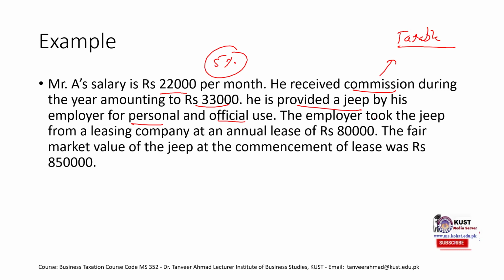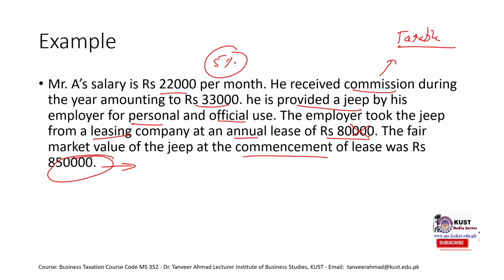The employer took the jeep from a leasing company. So now you know he didn't purchase it, he took it from a leasing company at annual lease of 80,000. But this is again irrelevant information. We do not need to look at the annual lease. Irrespective of whatever the annual lease is, the fair market value of the jeep at the commencement of the lease, at the start of the lease, is 8,50,000. This is what we are concerned about.